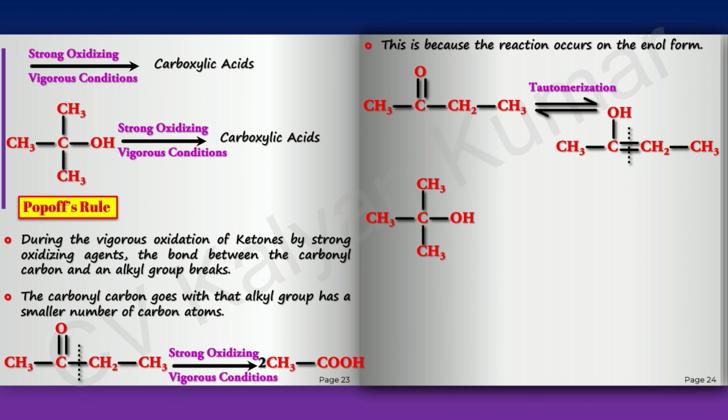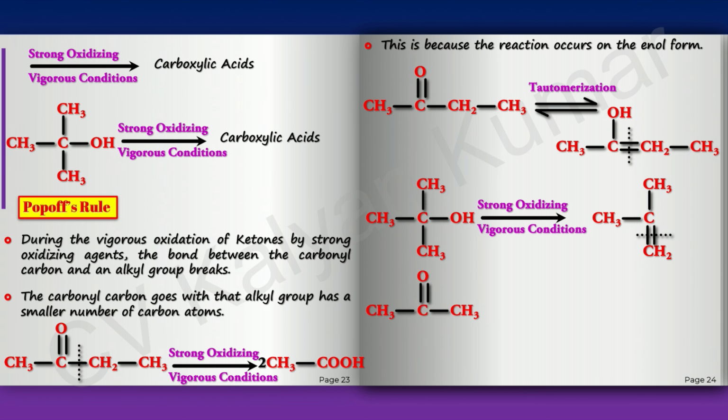With tertiary alcohols, what happens is, one of the carbon-carbon bonds will break, and it'll first become an alkene. It'll dehydrate, and then this bond will break. So in this case, you will get acetone as well as CO2. And acetone, as you see under vigorous conditions, will further give you acetic acid and CO2. The same logic as applied earlier.